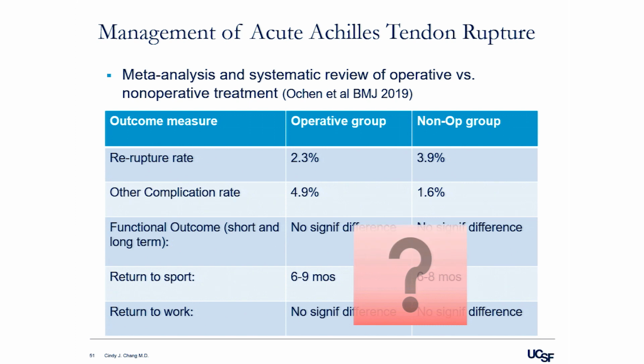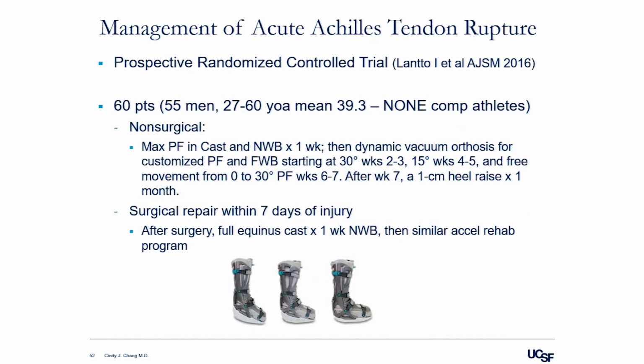Okay? So, now what? This is a great randomized control trial that Lantto did. Looked at 60 patients, majority men, and look at the age. None of them were competitive athletes, as defined by them. Non-surgical, this was what they did. They put them in maximum plantar flexion, that equinus, in a cast, non-weight bearing for a week, then put them in this dynamic vacuum orthosis.